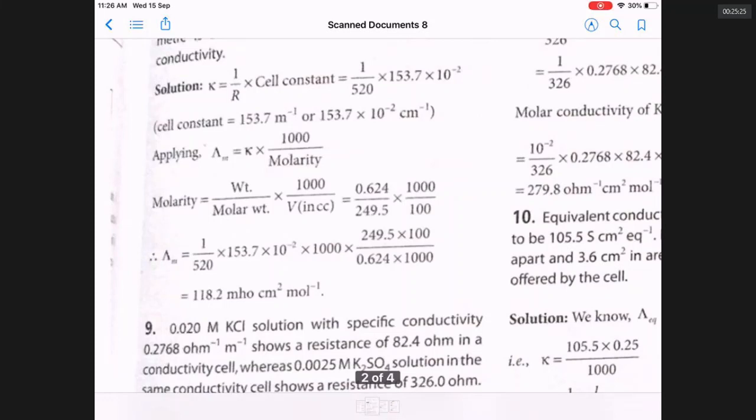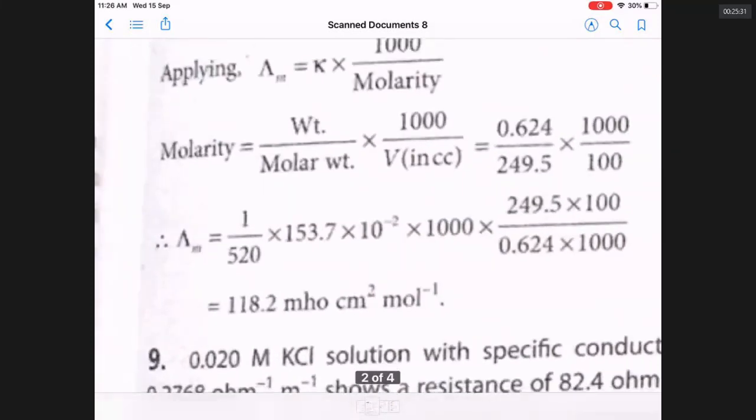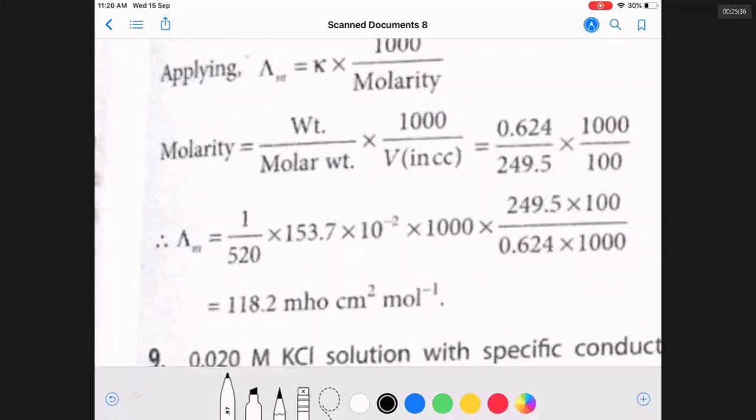Sir, slowly we are doing, sir. We are not in a hurry, sir. I want to train you as to how to simplify it, please, if you permit me. Will you permit me? This 10 to the power minus 2 into 100 is equal to 1, sir. Any problem? No problem, sir. This 1000 is cancelling this 1000, sir.